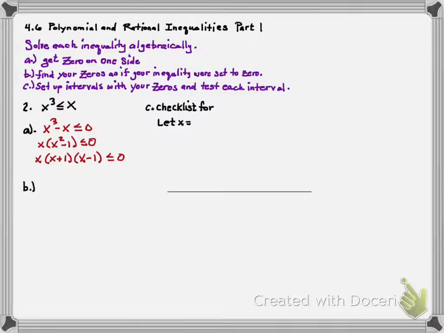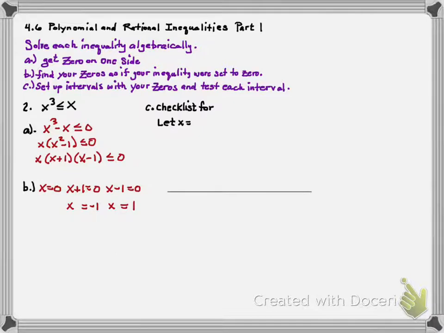x times x plus 1 times x minus 1 is less than or equal to 0. All right, part B, we're going to find our zeros as if the inequality were set to 0. So I need x equaling 0, I need x plus 1 equal to 0, and I need x minus 1 equal to 0. Those will set the things equal to 0, right? So x equals 0, the first one's already taken care of. Second one, I got x equals negative 1. And the last one, x equals positive 1.